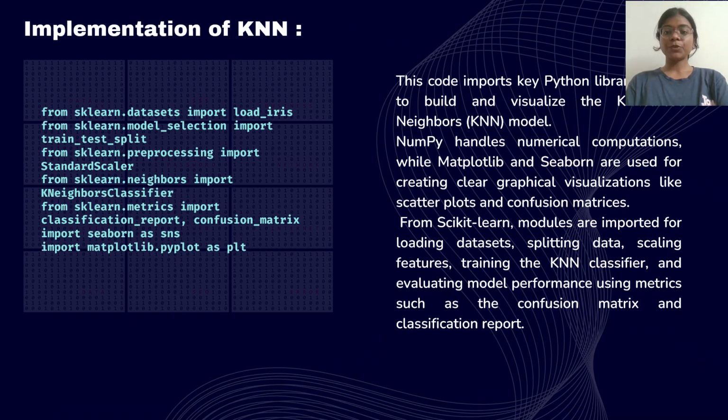Alright, let's move from theory to practice and see what it looks like in Python code. This first slide just shows our necessary imports. We are importing NumPy for numerical computing. We are importing matplotlib and seaborn for data visualizations. And most importantly, we are importing everything we need from scikit-learn, or sklearn. This includes datasets, our train test split function, the standard scaler, the k-neighbors classifier itself, and performance metrics.